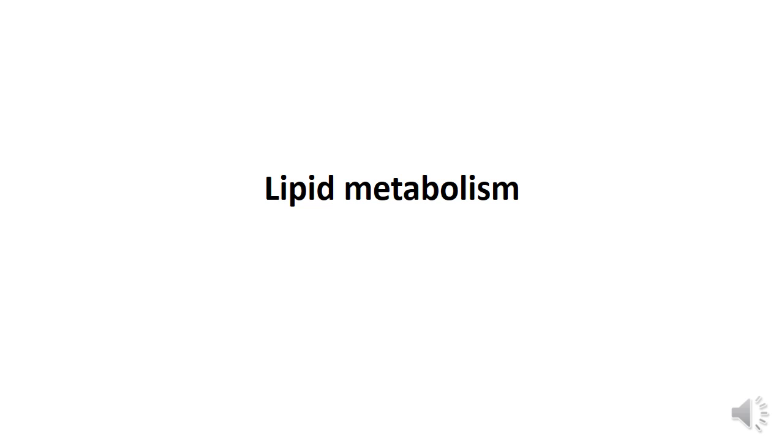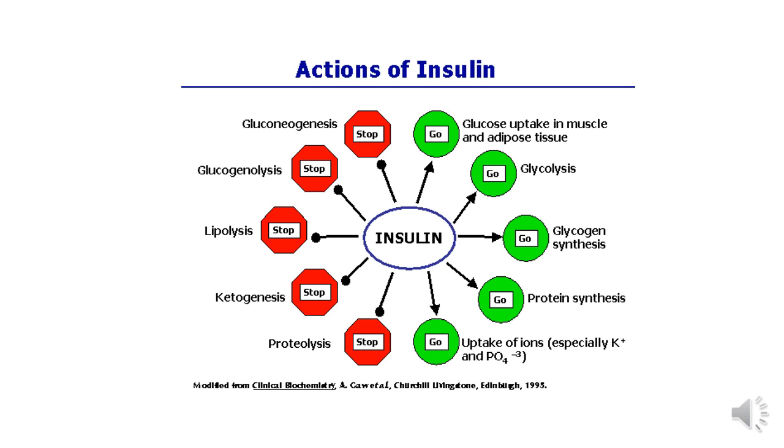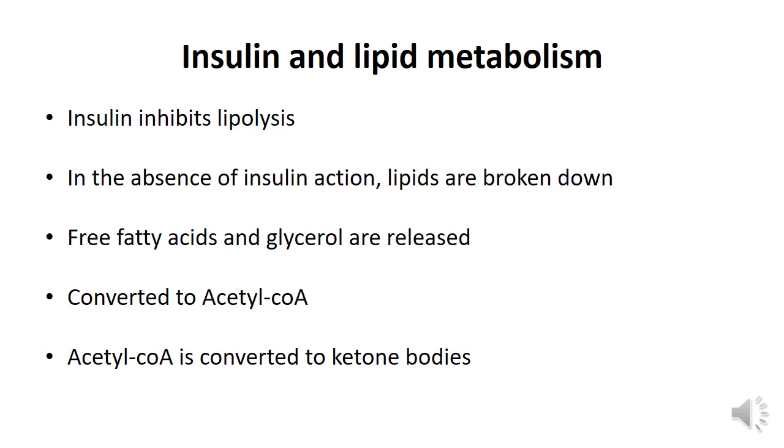Effect of insulin on lipid metabolism. Insulin interferes with lipolysis. Insulin interferes with the formation of ketone bodies. So in its absence, the lipids are broken down into glycerol and free fatty acids. And these two, that is free fatty acids and glycerol, are converted into acetyl coenzyme A, which gets converted to ketone bodies.